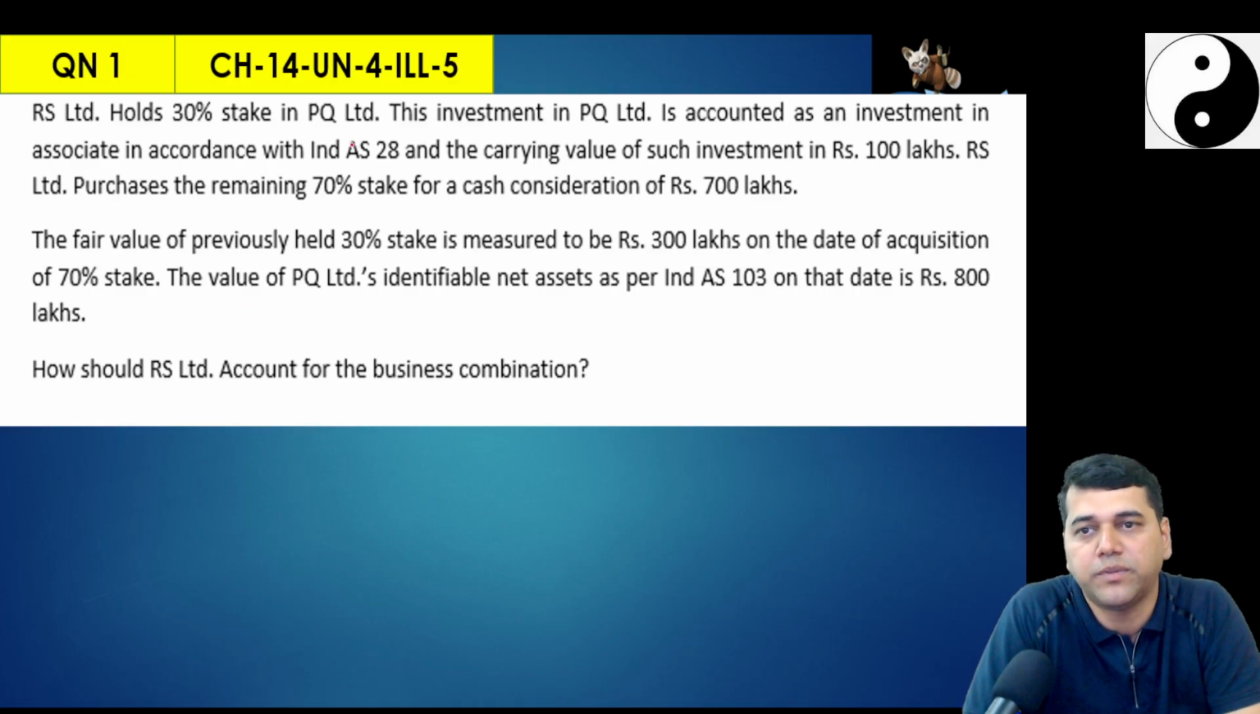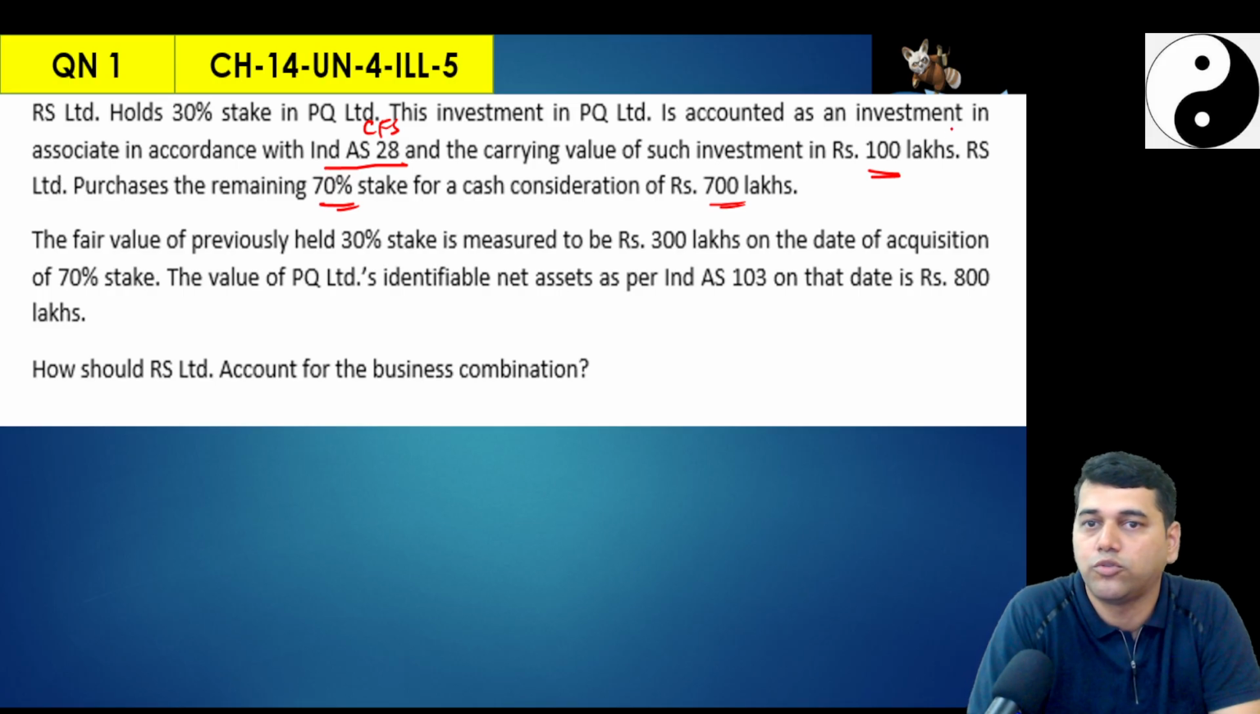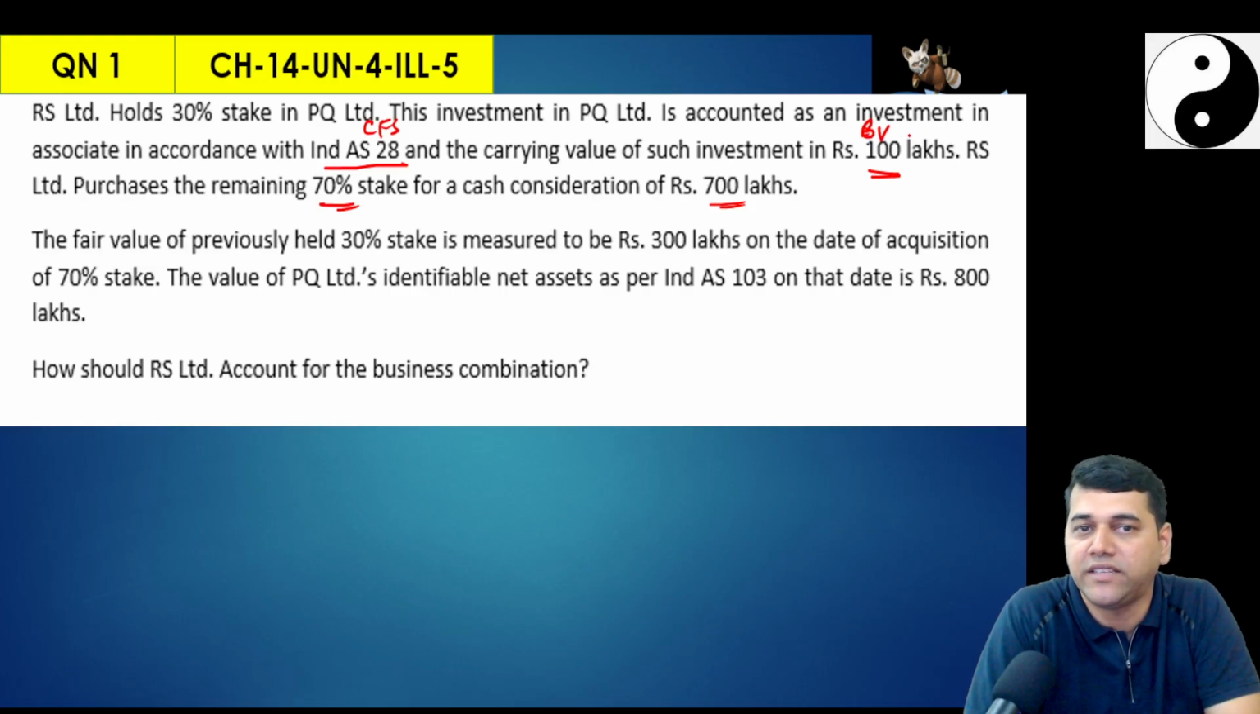RS holds 30% stake in PQ. This investment is accounted as investment in associate as per Ind AS 28 in the CFS. And the carrying value of such investment is 100 lakhs. How? We understood Ind AS 28. They purchased the remaining 70% stake at 700 lakhs. So today the book value as per Ind AS 28 is this. We want the fair value.